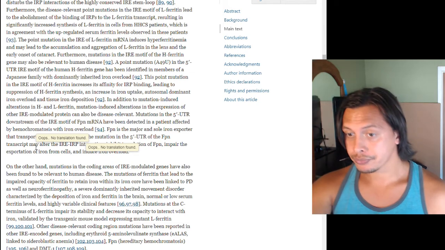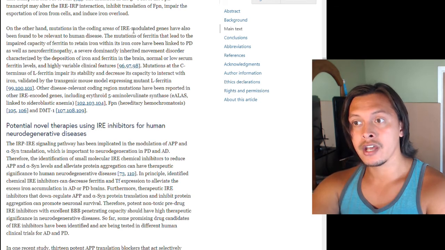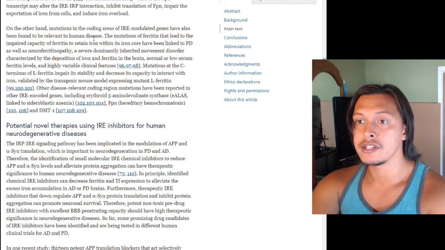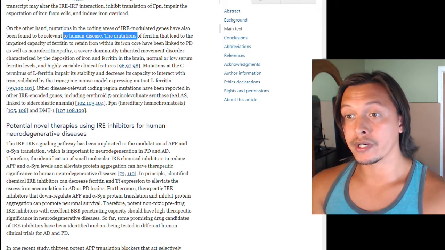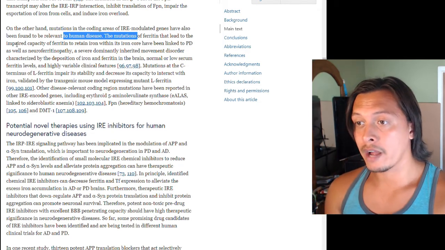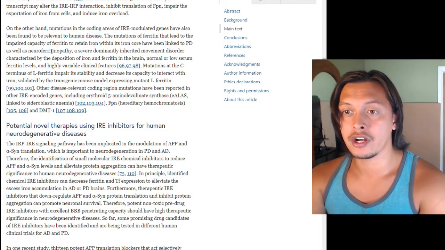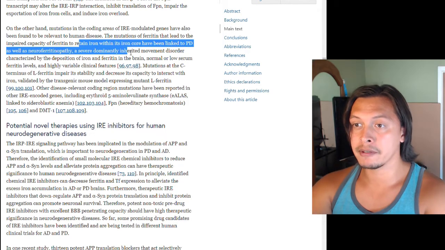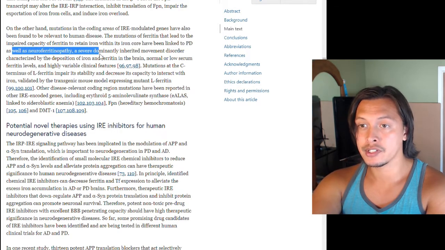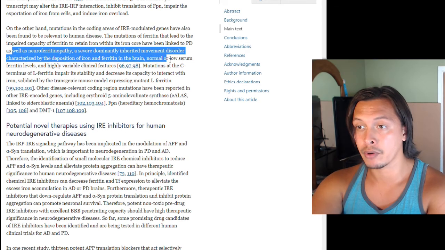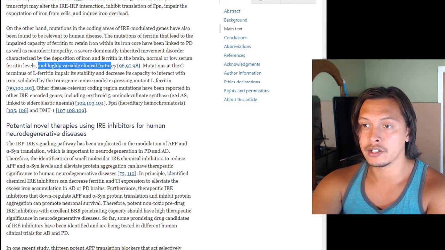and cause disease that way. On the other hand, mutations in the coding area of IRE-modulated genes have also been found to be relevant to human disease. The mutations of ferritin that lead to the impaired capacity of ferritin to retain iron within its core have been linked to Parkinson's disease as well as neuroferritinopathy, a severe dominantly inherited movement disorder characterized by the deposition of iron and ferritin in the brain, normal or low serum ferritin levels, and highly variable clinical features.